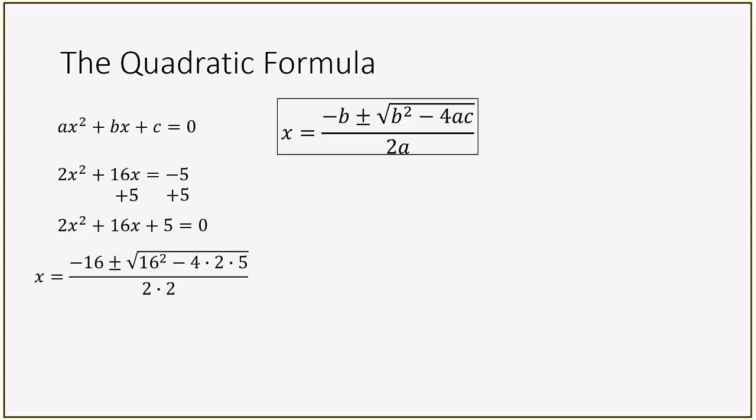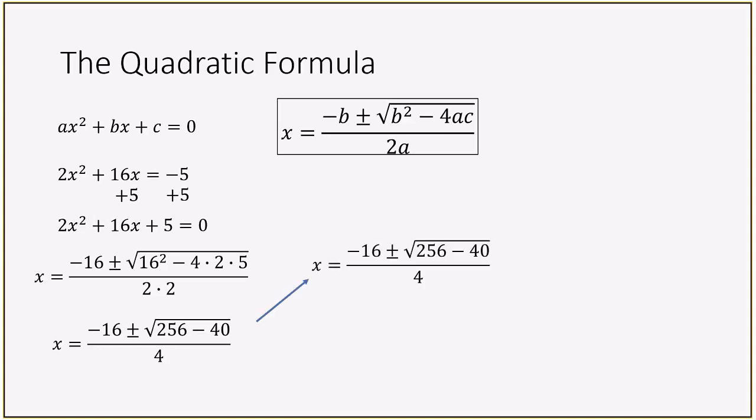And then from there on out, if I'm trying to solve for x, I'm just going to do order of operations. So I'm going to square my 16, and I'm going to multiply 4 times 2 times 5. So I have the square root of 256 minus 40, all square rooted, and then negative 16 plus or minus that, all over 4. Well, I'm going to subtract those things in the square root. I guess not in that step, in this step. So I subtract things under the square root, and now I'm going to stop because, well, the square root of 216 isn't a really nice number.